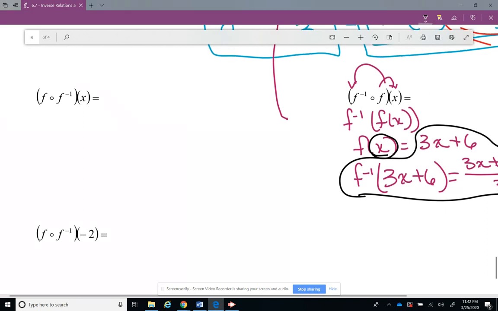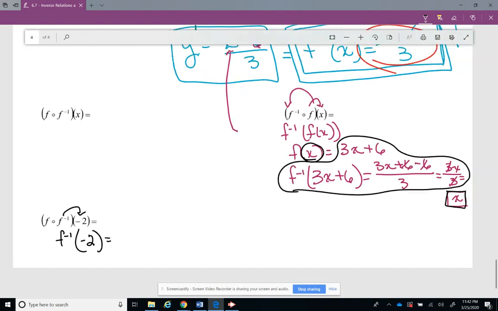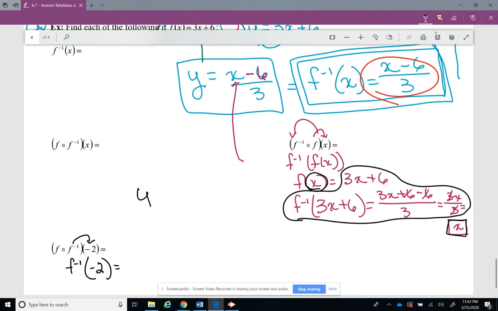All right, so this last problem says, for the inverse, I want you to put in -2. My inverse is y equals x minus 6 over 3. I could erase the y, and I could say f inverse.